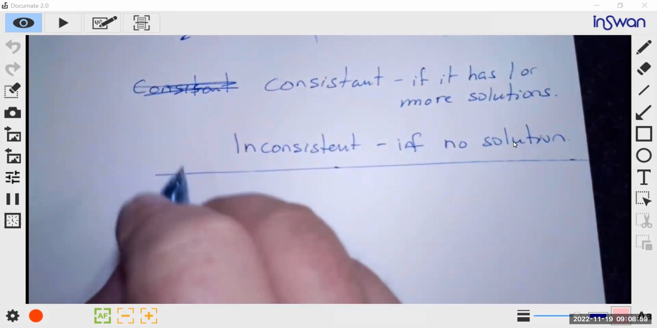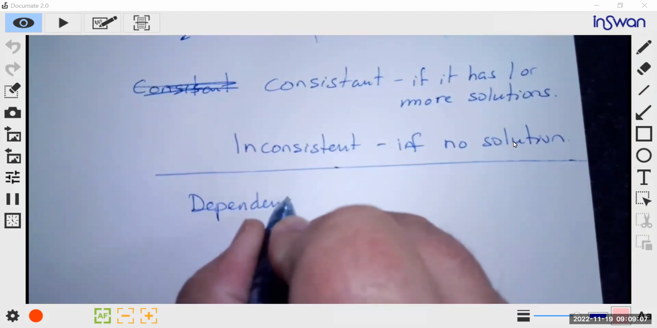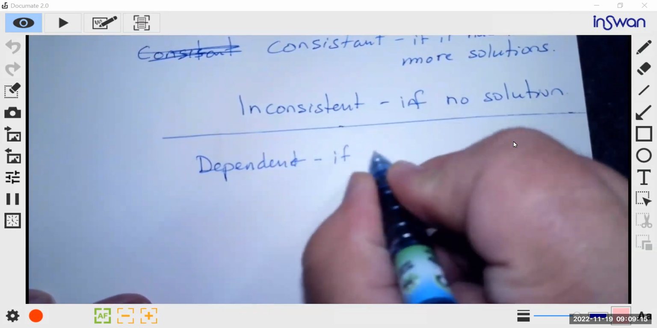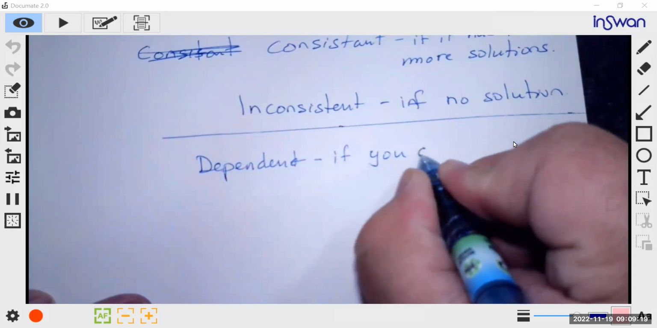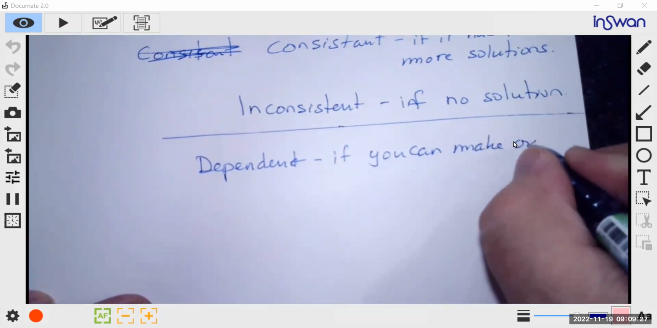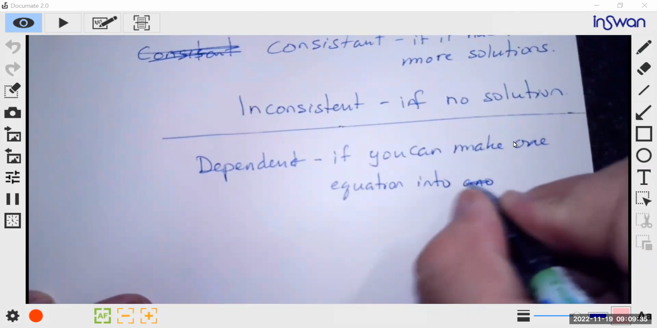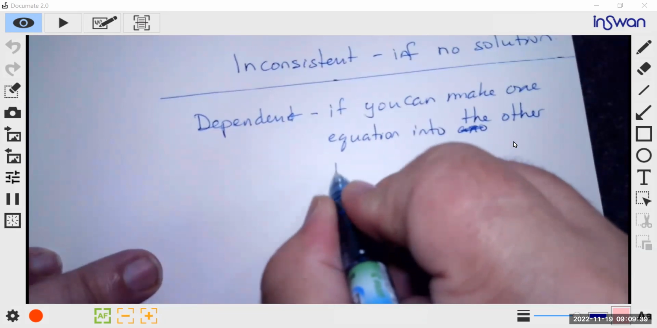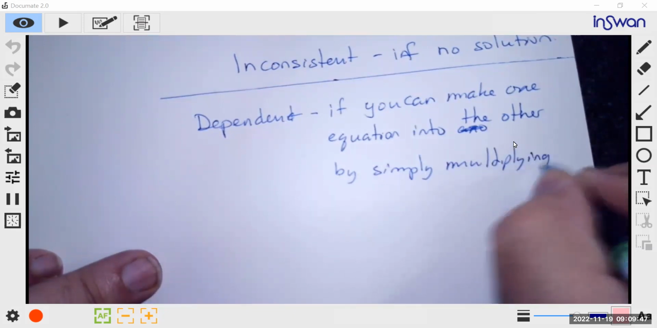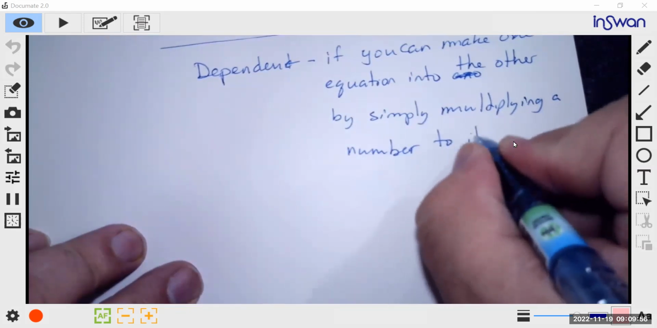Now, we have two other types of designations. We say two lines are dependent if you can make one equation into the other by simply multiplying a number to it. Then it's dependent.